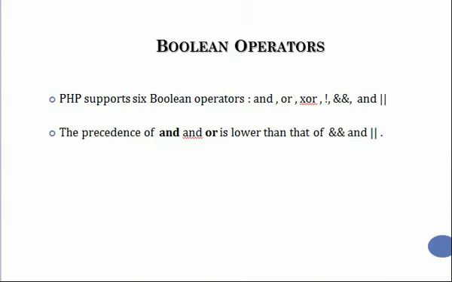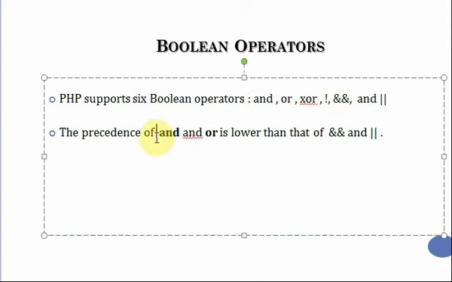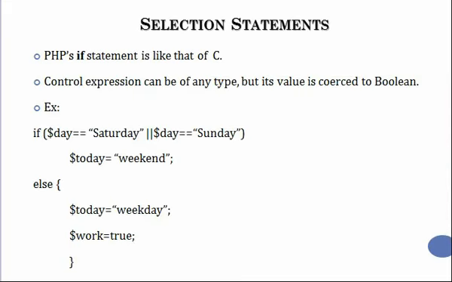We'll go to the next topic, that is Boolean. Boolean operators give you the result in terms of true and false. You have Boolean operators like AND, OR, XOR, NOT, then logical AND and logical OR. The only difference between AND, OR and logical AND, logical OR is that AND and OR have lower precedence than logical AND and OR.